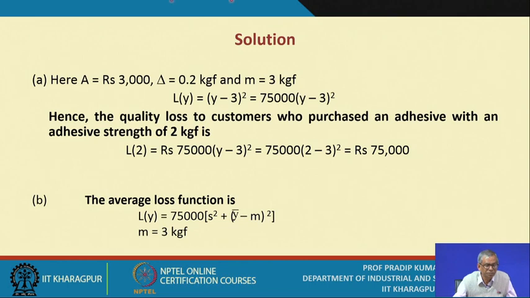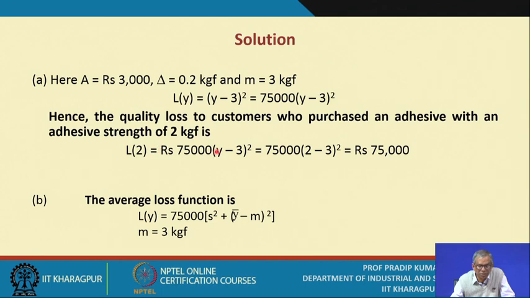Okay. Now, obviously, in the first case, you determine capital A, that is rupees 3000. Capital delta is small 2 kgf, that is the customer tolerance, and M, what is the target value? That is 3 kgf. So what is the loss against a particular value of y? That is k into y minus 3 whole square, that is 3000 into 25, so y minus 3 whole square. Hence the quality loss to customers who purchased an adhesive with an adhesive strength of 2 kgf is this one.